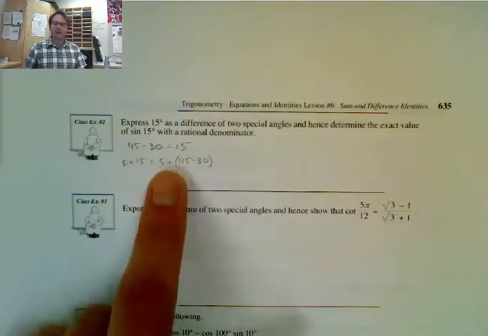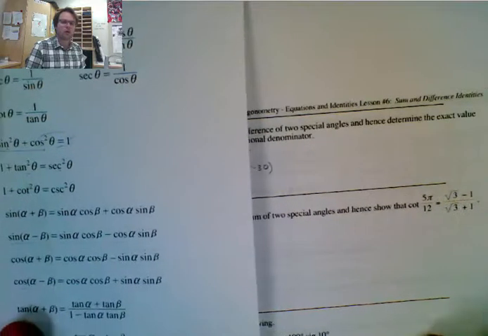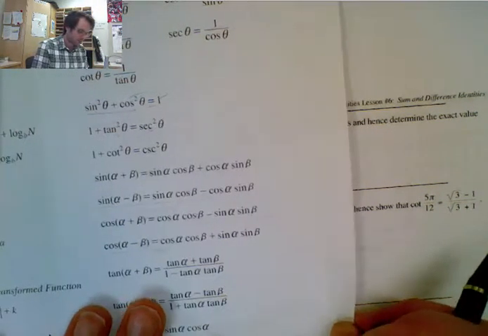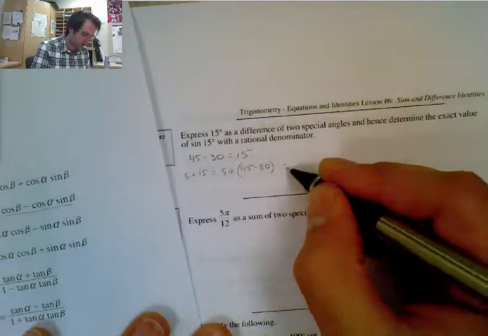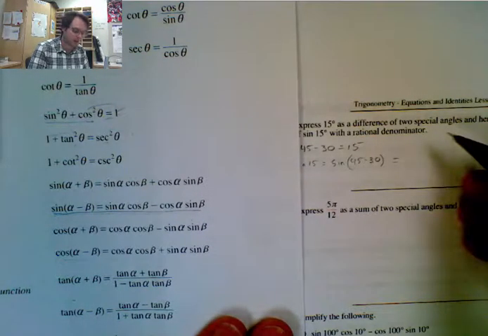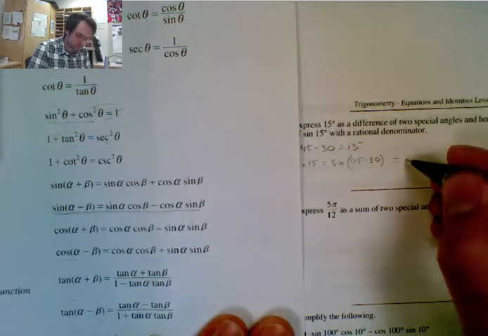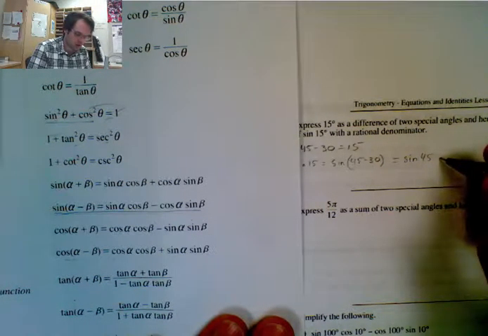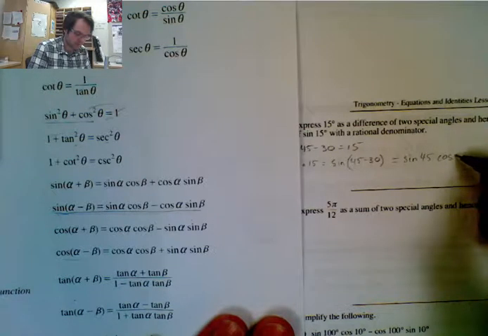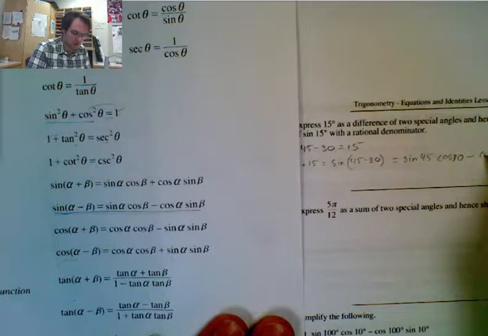Now this is a difference, so I'm going to look at my formula sheet and go all the way over. We have a difference, so we're going to use this law here again. This is equivalent to sine A, which is 45, cosine B, which is cosine 30, subtract cos A, which is cosine of 45, multiplied by sine B, which is sine 30.